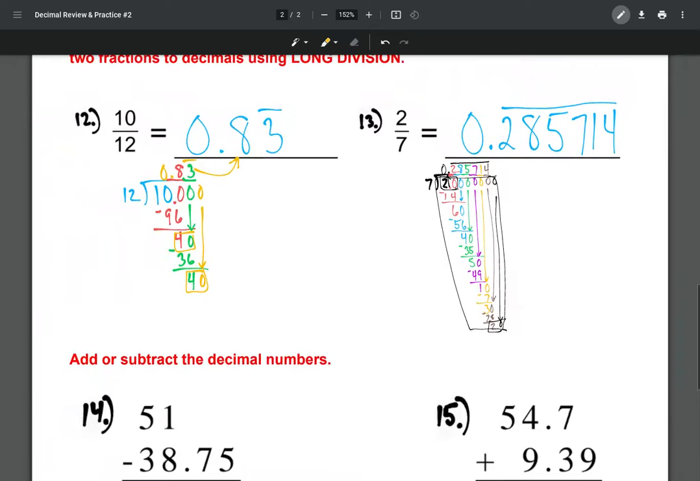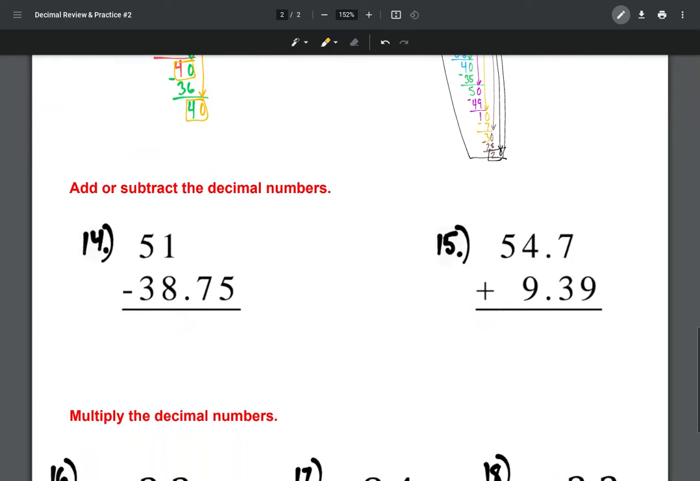Wow, that was a lot of work. Thanks for sticking with me. In the next section, we need to add or subtract the decimal numbers.